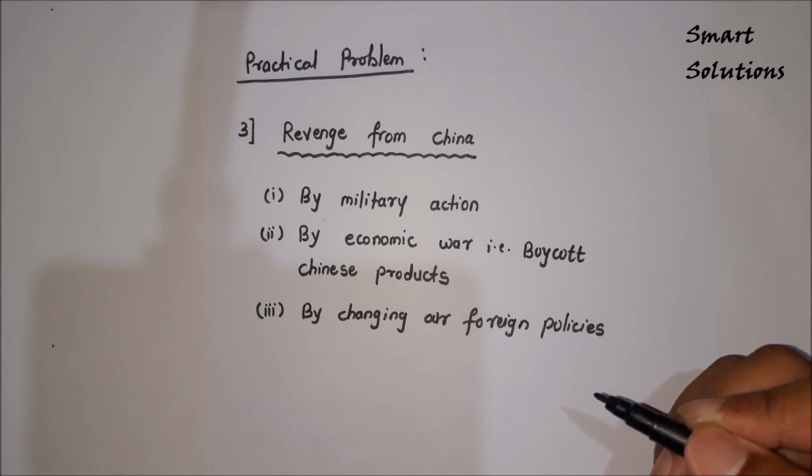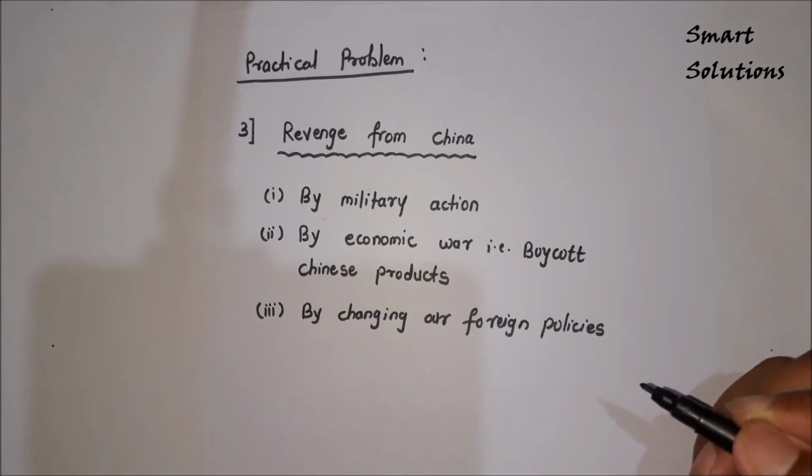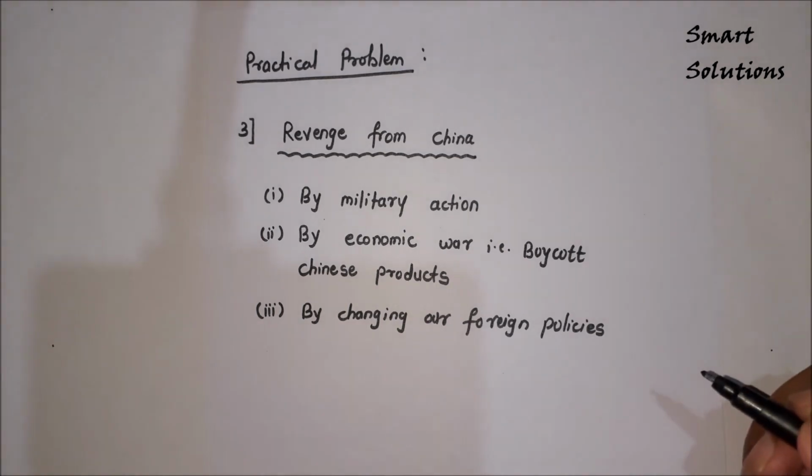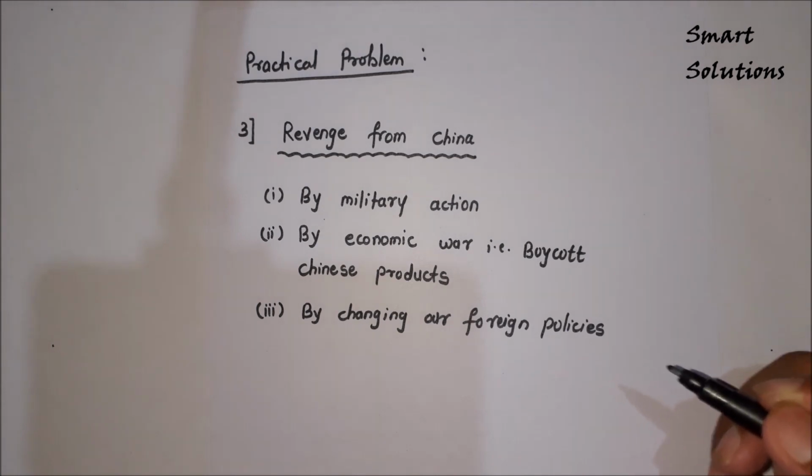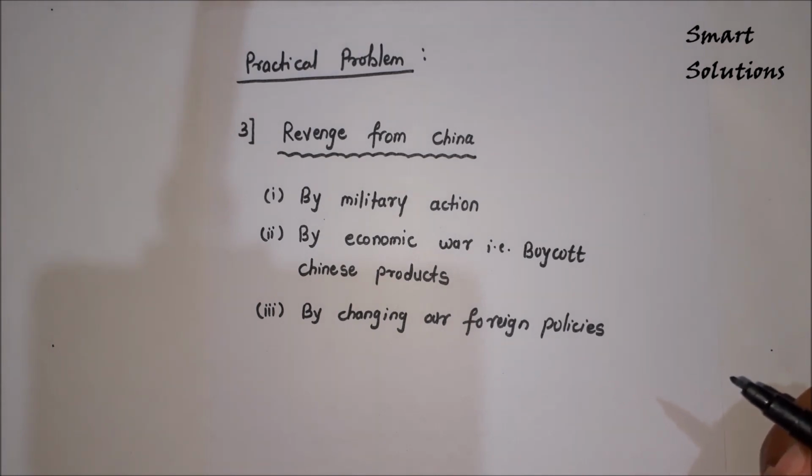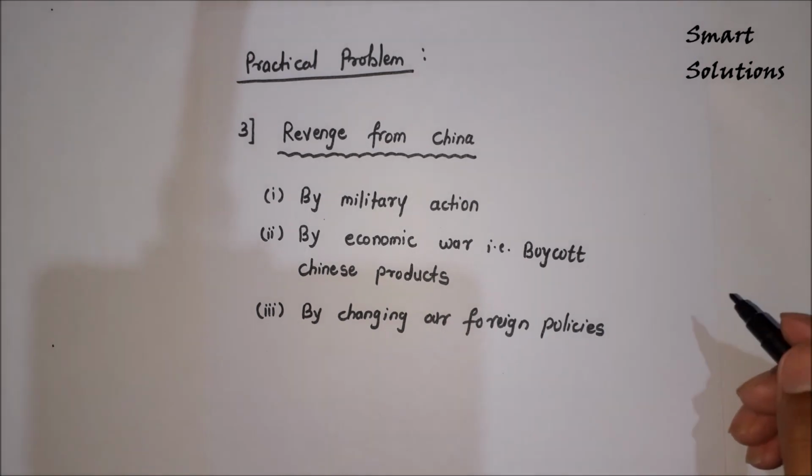The second option we have is by economic war, that is to boycott Chinese products. In this, what we can do is we will start boycotting these products, that is we will not be using Chinese products, we will throw them, or we will not prefer them in our markets.